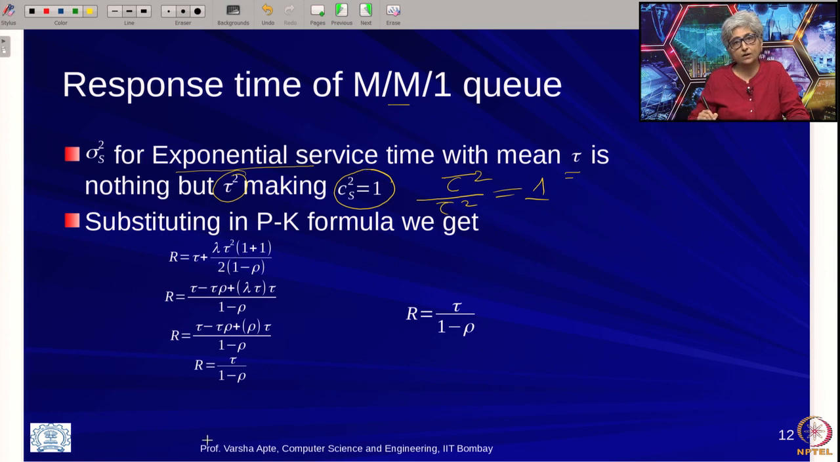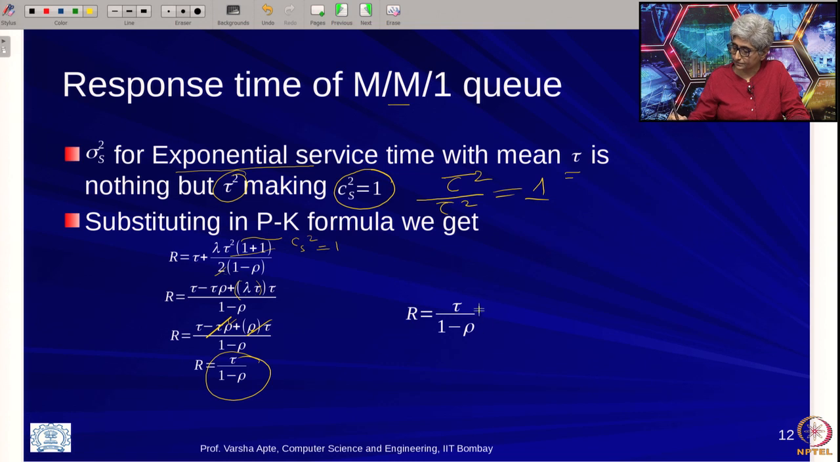So, now you stick that into the PK formula. This is the derivation. This is where the CS squared was, and that is where we have put 1. So, lambda tau squared times 1 plus 1 divided by 2, divided by 1 minus rho. This 1 plus 1 and 2 cancel, and if you multiply this here, you get tau minus tau rho plus lambda tau squared. We just write it like this to then write it as rho tau. This lambda tau is going to be rho for MM1 queue, and then this minus tau rho and this tau rho cancel, and you get tau divided by 1 minus rho.